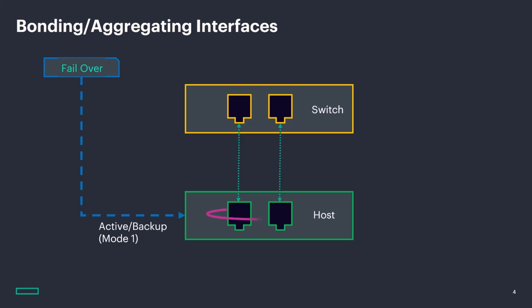For example, you can have them act in a failover configuration with active backup to ensure that if one link goes down, there's another link to pick up that same traffic. This bonding type only requires configuration on the operating system.